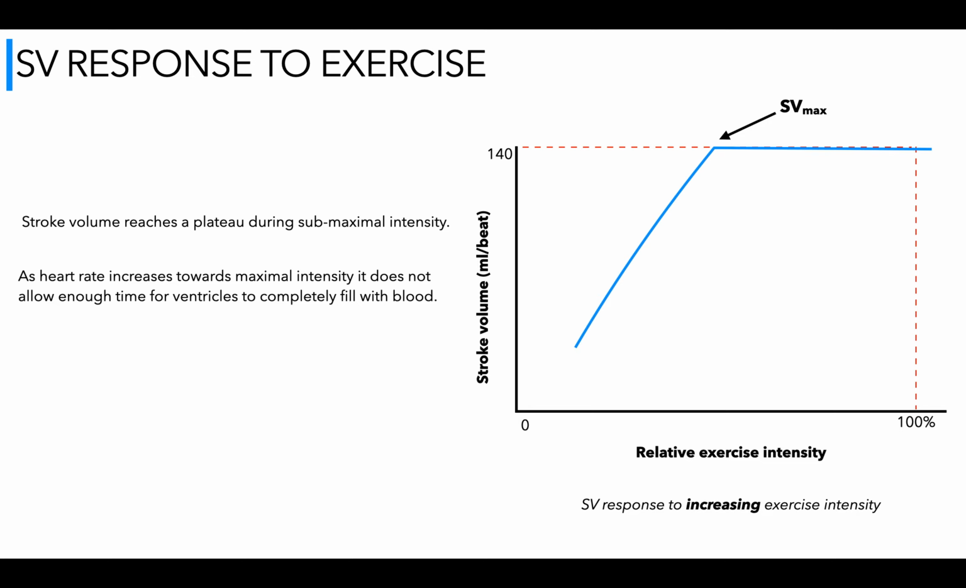And on that graph there, I've just put in, as you can see, 140 milliliters per beat. Okay, which we'll see some other figures as we move on. And as I mentioned in that example of the 100 meters, it limits the Frank-Starling mechanism. Okay, it limits that.